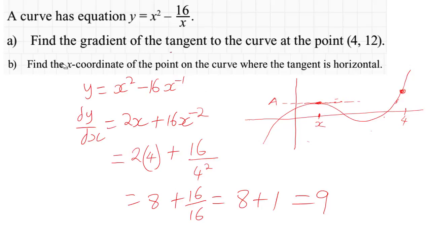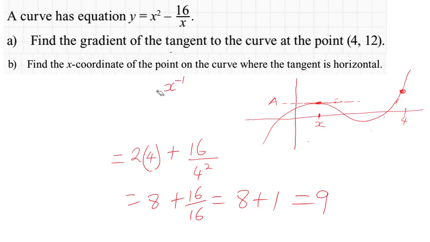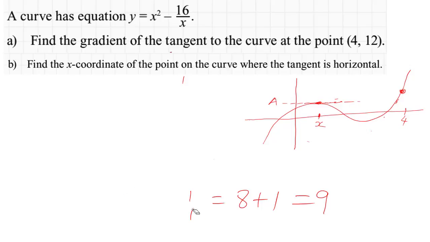Part B says, find the x coordinate of the point on the curve where the tangent is horizontal. So they are telling us that where the tangent is horizontal, we need to find what value of x is there. Now, remember that when the tangent is horizontal, it means that the gradient is 0. It means that the gradient is absolutely 0 because it's a flat line that runs horizontal.